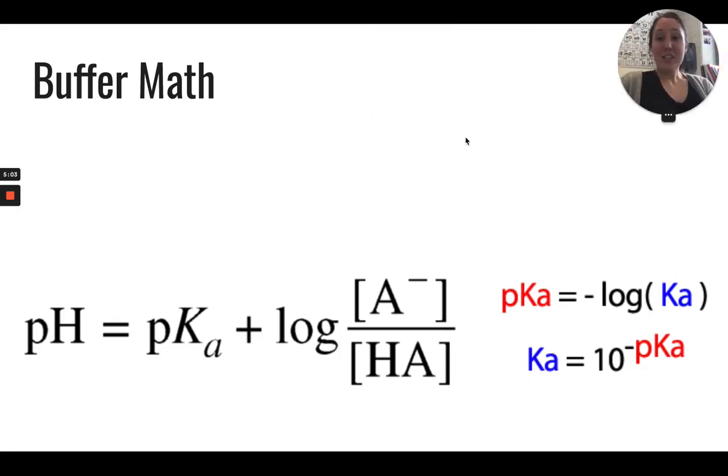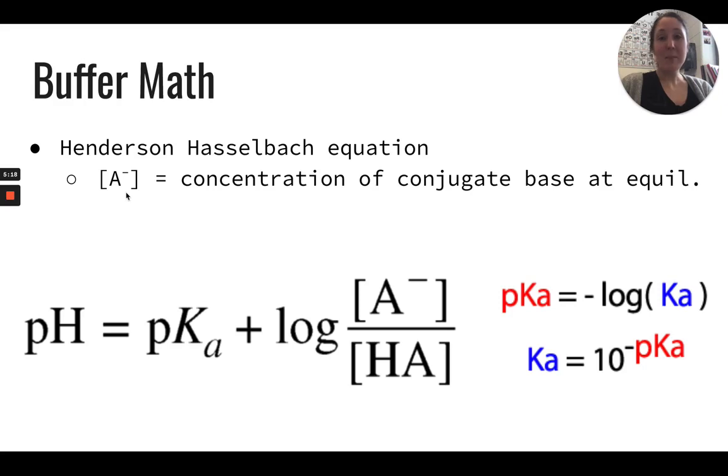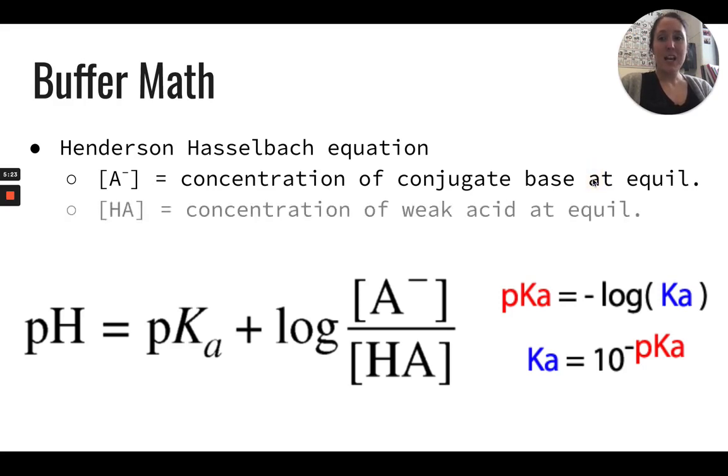So let's look at the equation that comes up with a buffer. This equation is called the Henderson-Hasselbalch equation. pH equals pKa plus log of A minus over HA, where the A minus stands for the concentration of conjugate base at equilibrium in the buffer, and HA is the concentration of weak acid at equilibrium in the buffer. And pKa equals negative log of Ka, remember. And I can also use pKa here to get Ka of my acid. So just a reminder of those switches that can happen.